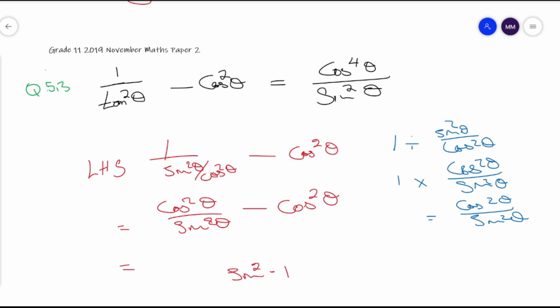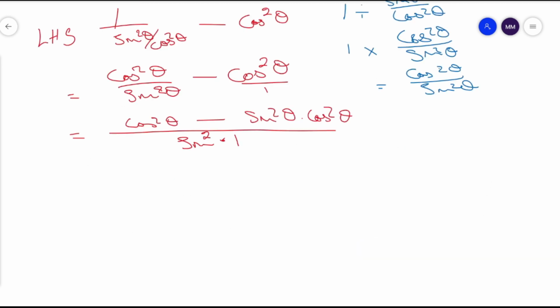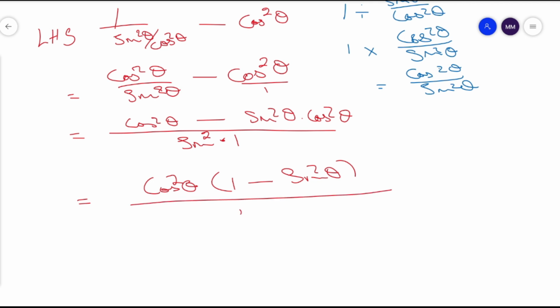Find the common factor. It's the multiplication of your denominators, and then from there you cross multiply. Obviously this is over 1. Then you have cos squared of theta minus sine squared of theta cos squared of theta. Okay, so from here you want to take out the common factor at the numerator, which is your cos squared theta. You'll be left with 1 minus sine squared theta, all divided by sine squared theta.